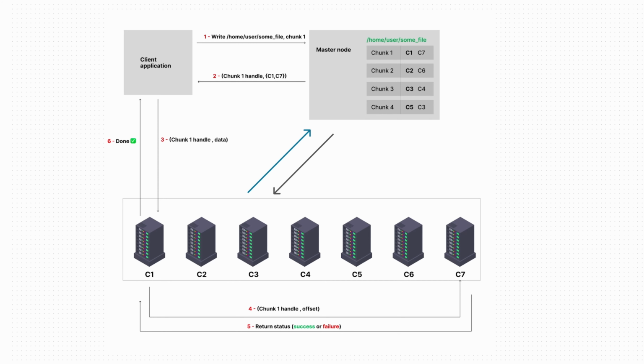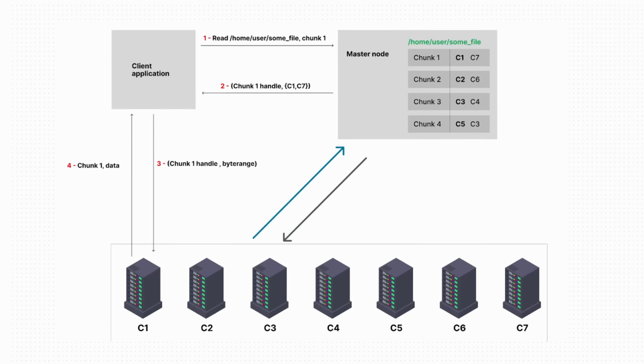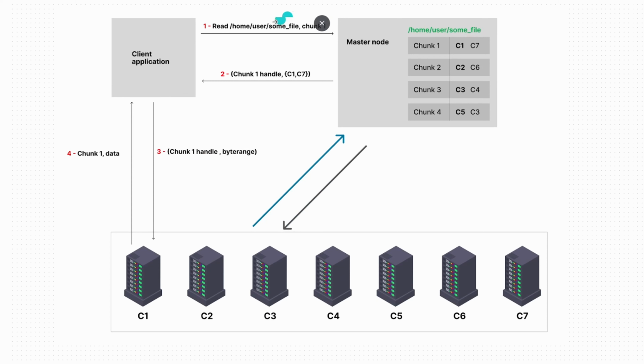So what about reading now? Reading is kind of the same thing as writing, but we don't have this replication phase in between. So the client says, I want to read this chunk 1 in this file. The master node knows exactly where to find this file. So it sends back the response to the client, saying you can find it in C1 or C7.